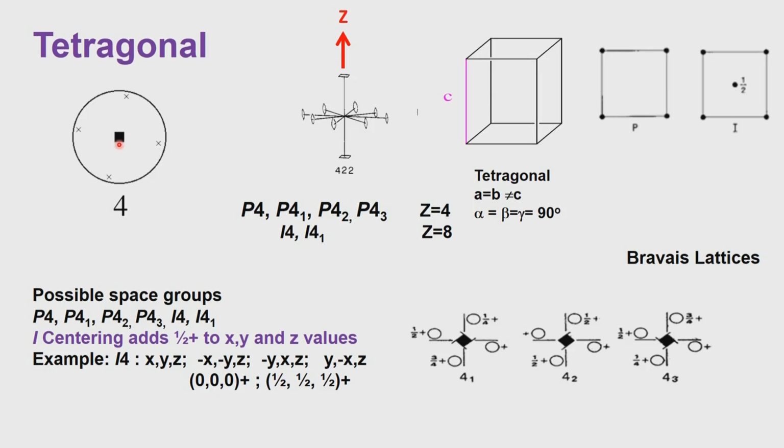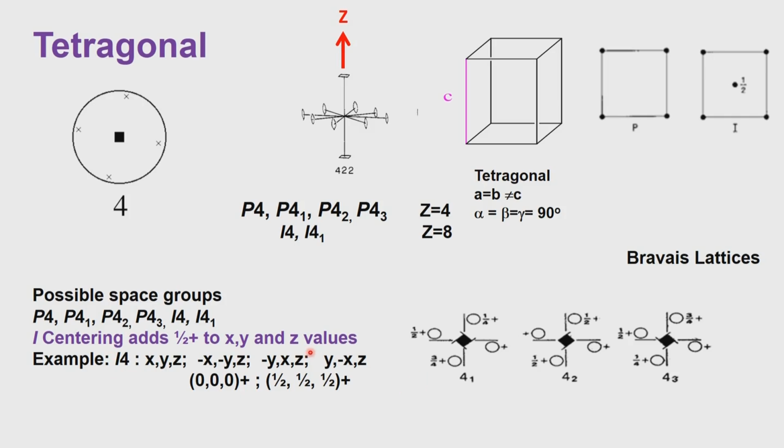So, the job now is to combine these lattices with the possible point groups. The first point group is with 4, so all the possible combinations are shown here. The number of equivalent points initially, in the case of primitive lattice, is 4, whereas in case of the body centered lattice it will be double that. So, we will have Z equals 8. As you all know, we add a half along x, half along y, half along z.